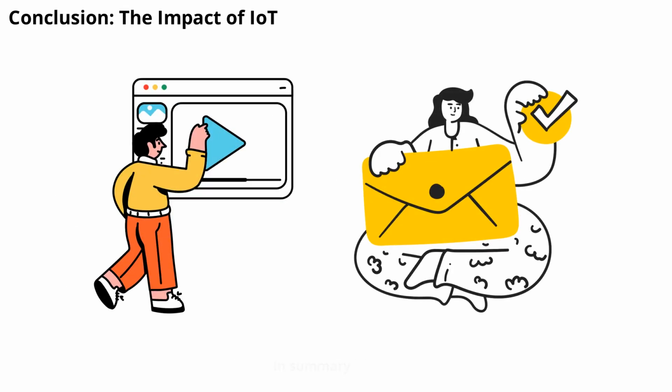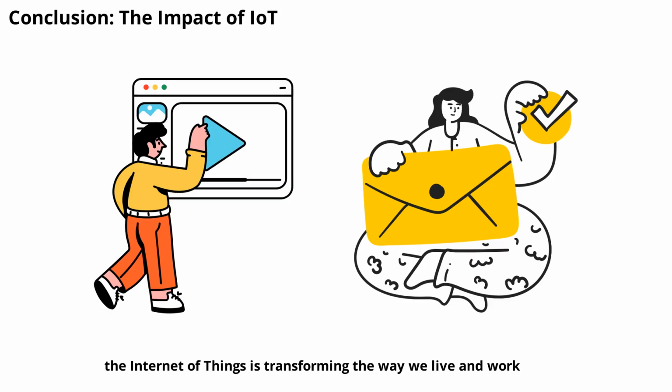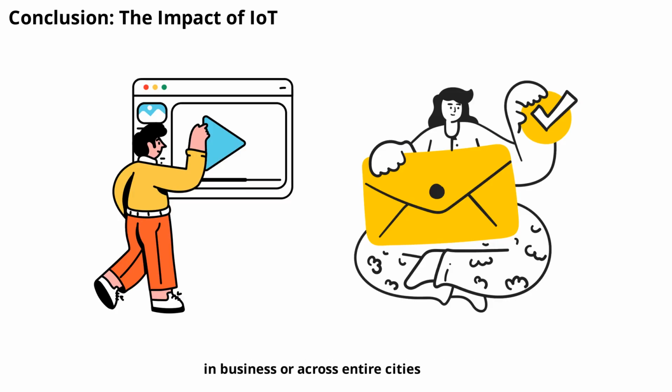In summary, the Internet of Things is transforming the way we live and work. By connecting devices, collecting data, and enabling automation, IoT is making our world smarter, more efficient, and more connected than ever before. As technology continues to evolve, the possibilities for IoT are virtually limitless. Whether at home, in business, or across entire cities, IoT is shaping the future in exciting and meaningful ways.